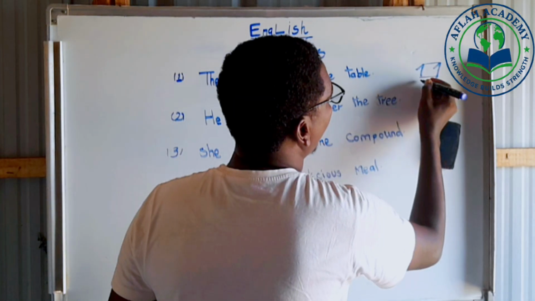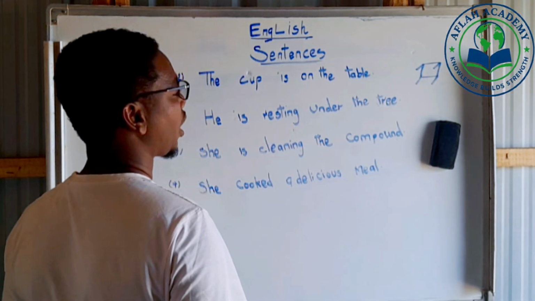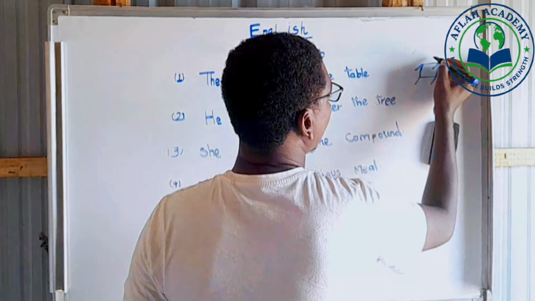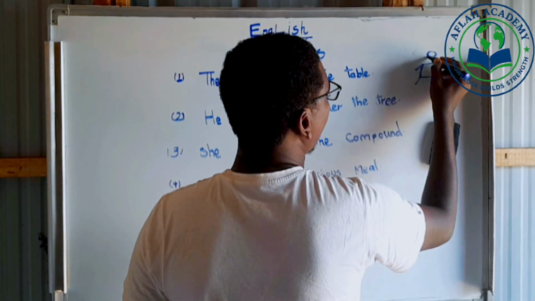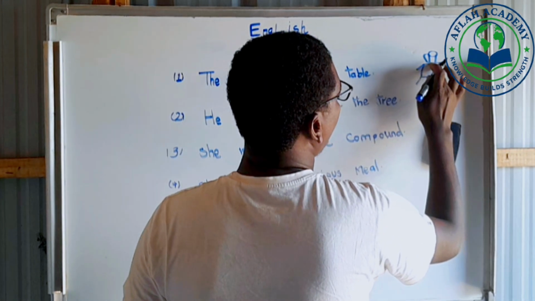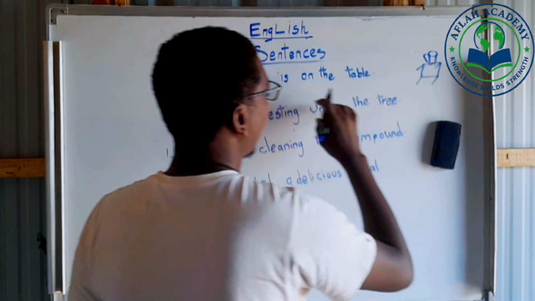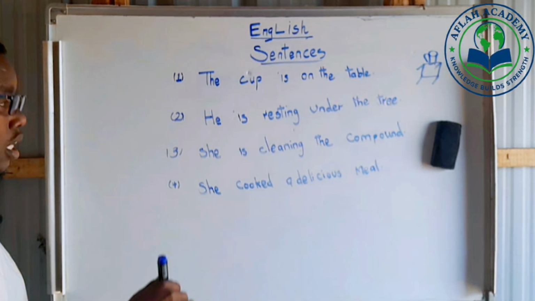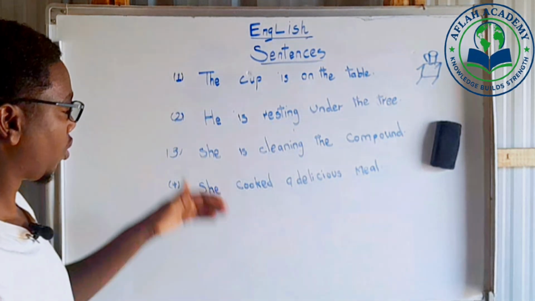For example, waxa way waa miis. So waxaad tahay inaad ogaato cup ka rabta inaad ogaato, and then waxa way cup marka uu saaran yahay halkan. Then we say the cup is on the table. And then marka cup ku uu saaran yahay miiska ayuu dul saaran yahay. Then we go to number two.